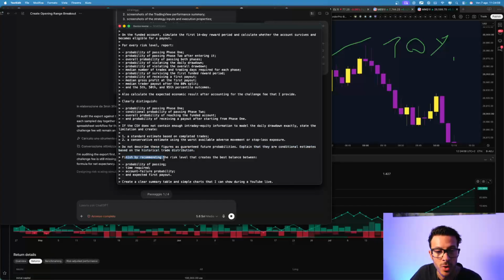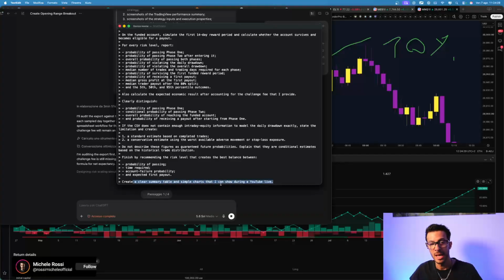Finish by recommending the risk level that creates the best balance between probability of passing, time required, account failure probability, and expected first payout. Create then a clear summary table and simple charts that I can show during YouTube Live, which is what we're doing right now.